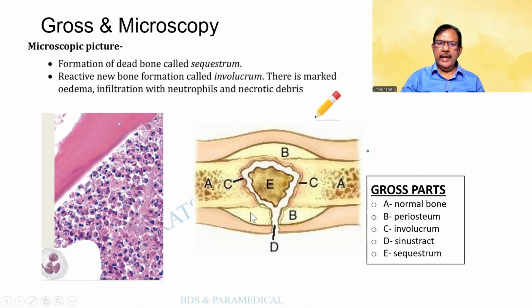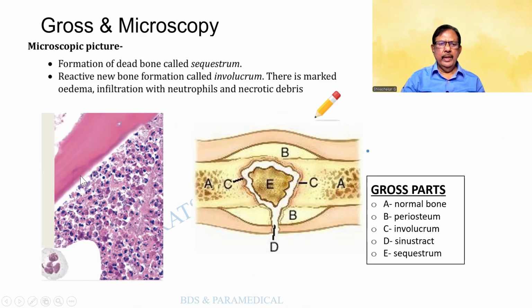So this particular diagram I would like you to draw. Look at this one. This is the periosteum over here. A is the normal bone and C is the involucrum or the reactive new bone. E is the sequestrum or the dead bone and D is the sinus tract. This is very, very important.